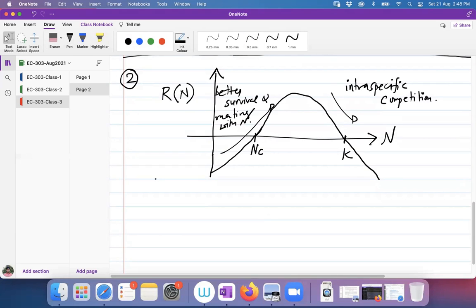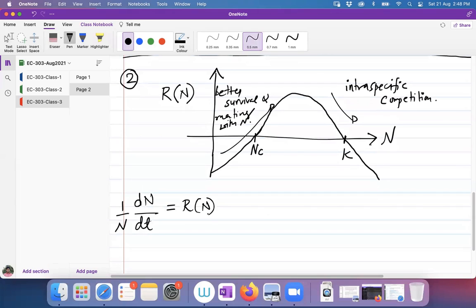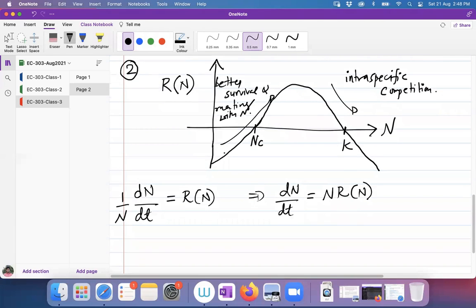Okay, so now there are many ways to write this mathematically. Remember that (1/n) dn/dt is equal to r(n), the per capita growth rate. Therefore, dn/dt is n times r(n). Now, of course, there are many mathematical functional forms that could mimic this. One of the simplest would be this.